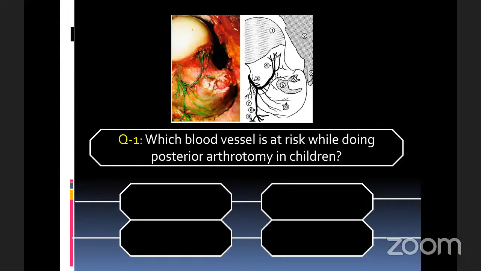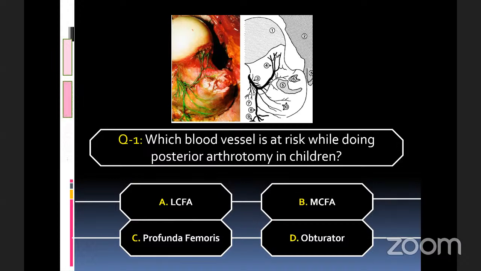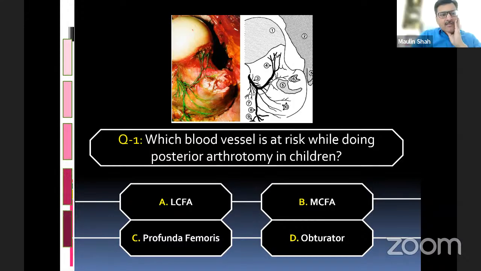First question is, which blood vessel is at risk while doing posterior arthrotomy in children? A, lateral circumflex femoral artery; B, medial circumflex femoral artery; C, profunda femoris; or D, obturator? So the bar on your right side is an animation showing 10 seconds, but you can take 15 seconds.